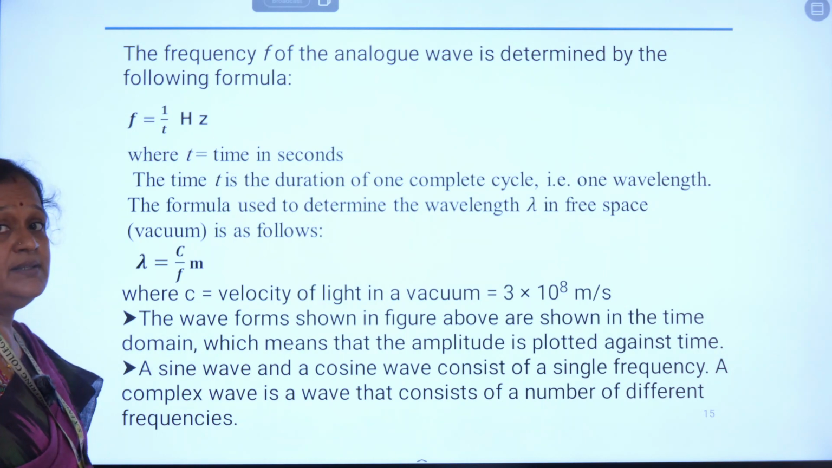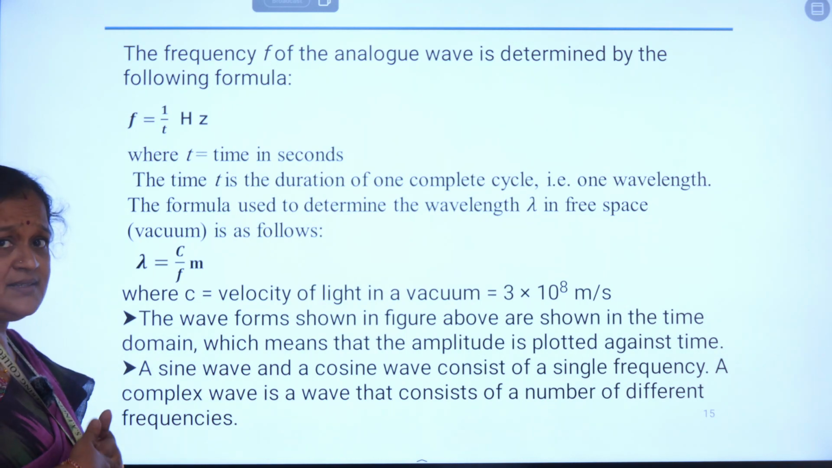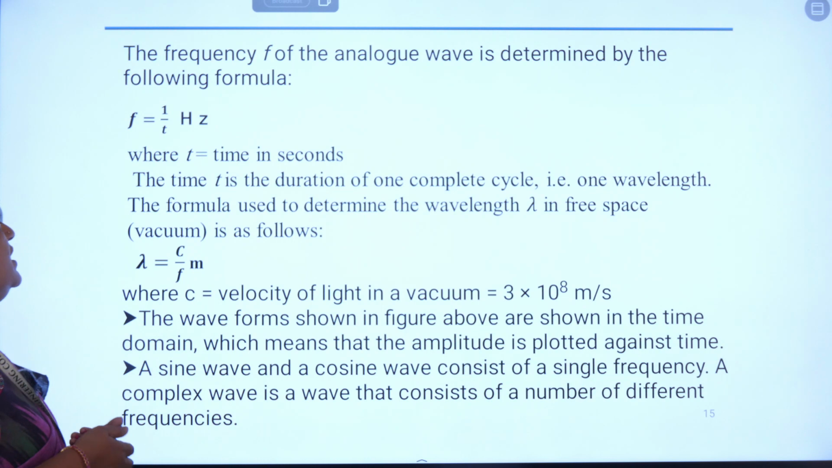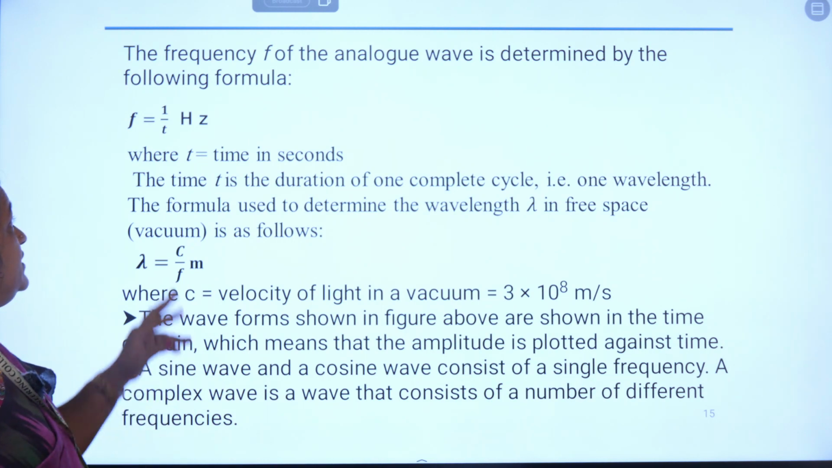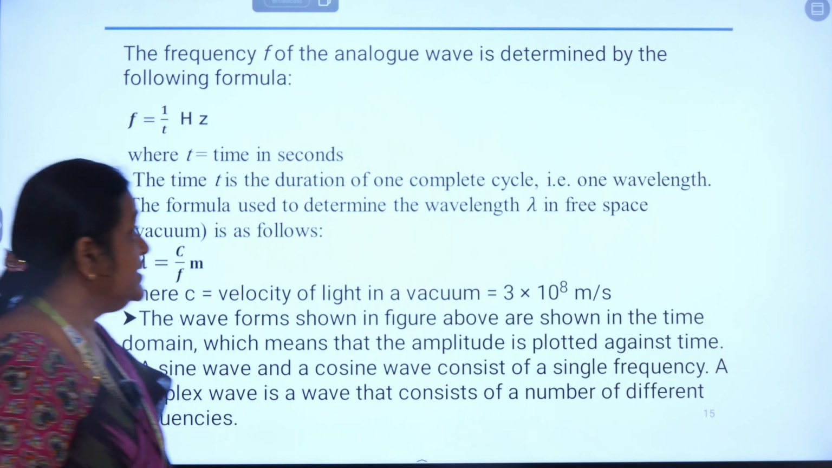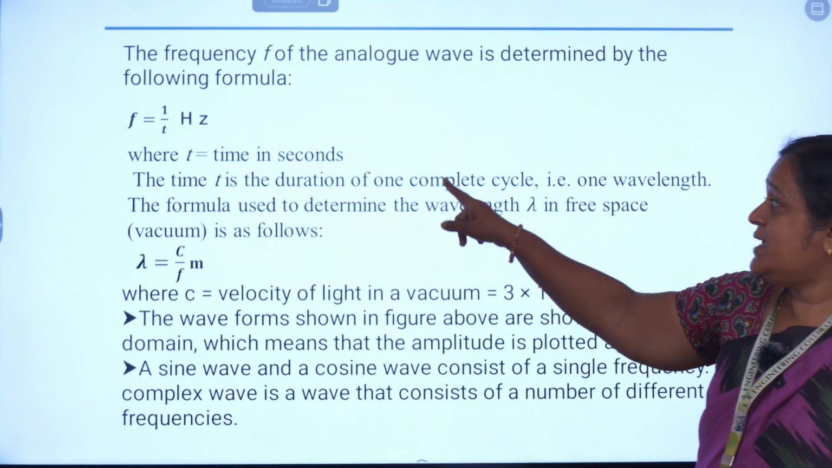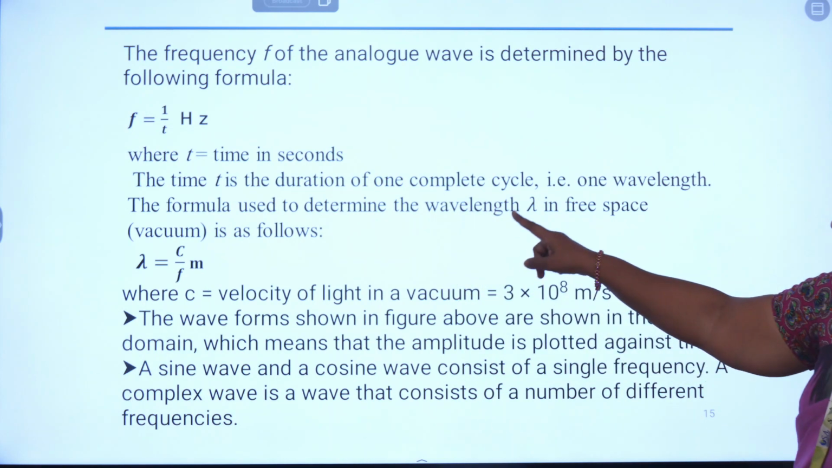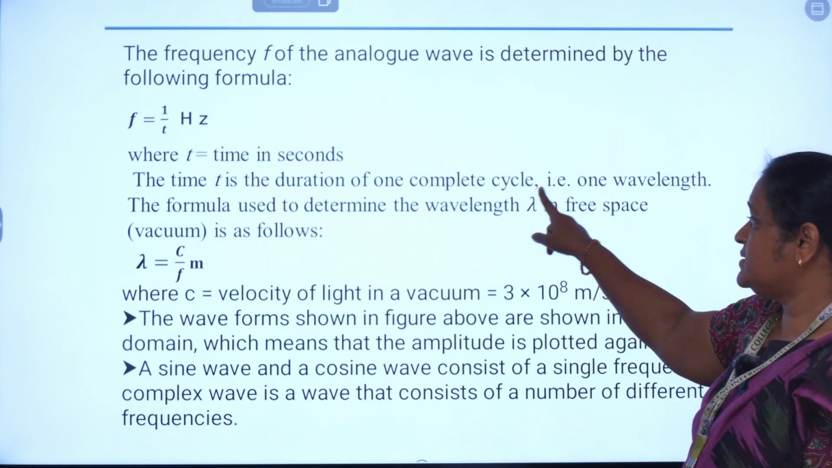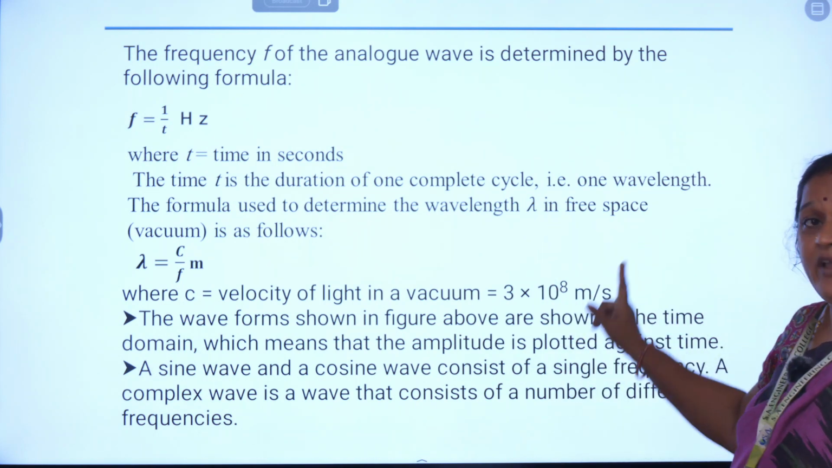Based on the characteristics or parameters of the signal, the frequency f of the analog wave is determined by the following formula: f equals 1 by T hertz, where T is time in seconds. Time T is the duration of one complete cycle, that is, one wavelength.